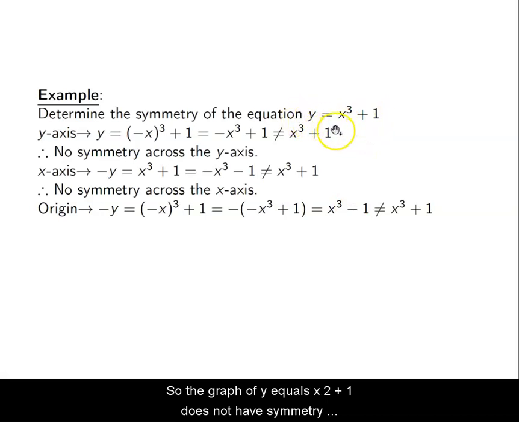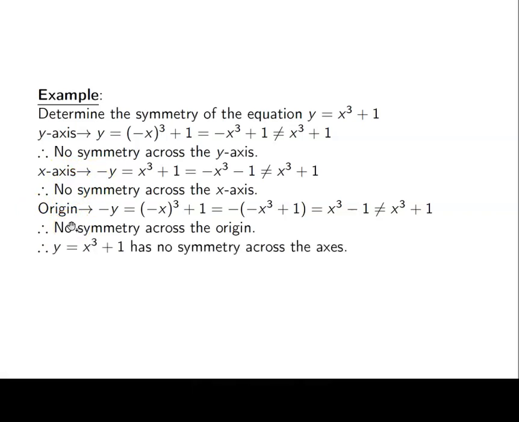So the graph of y equals x cubed plus 1 does not have symmetry across the y-axis, does not have symmetry across the x-axis, and does not have symmetry across the origin. Therefore it is not symmetric at all with regards to the axes. So it's possible that we do not have symmetry in our graph. That's the fourth option.